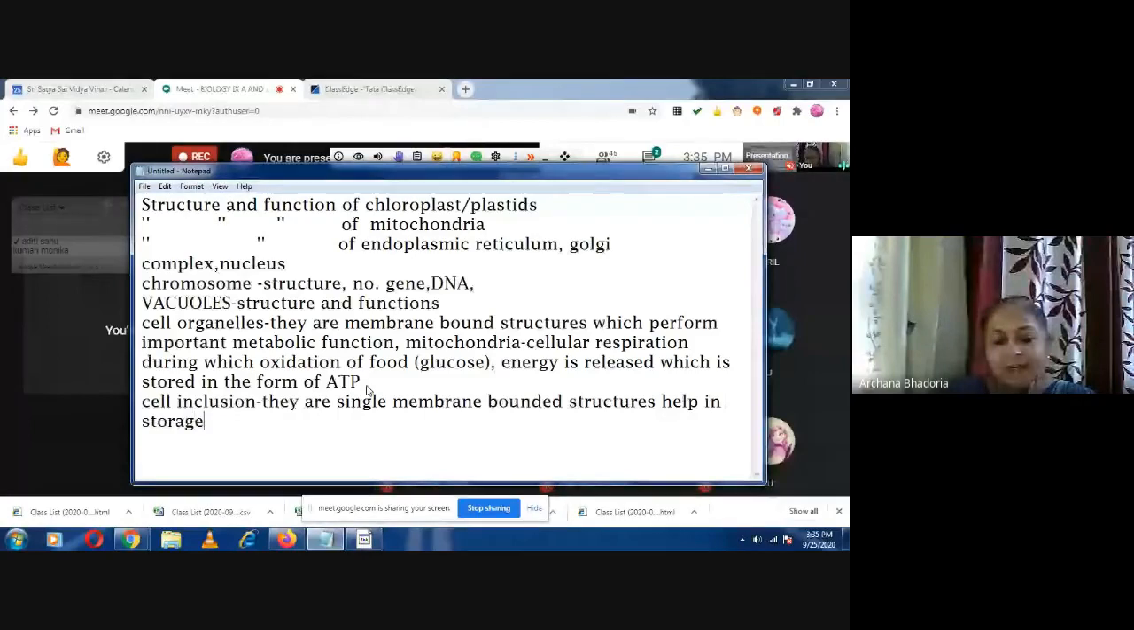Is it clear to everyone now? Here there will be no important metabolic function. What is the work of inclusions? We call the organelles live. They are the live structures. Okay, but inclusions are not considered as live structures. Is it very clear, children?